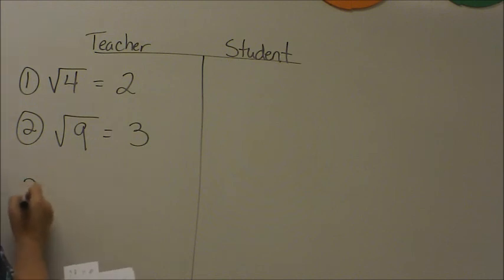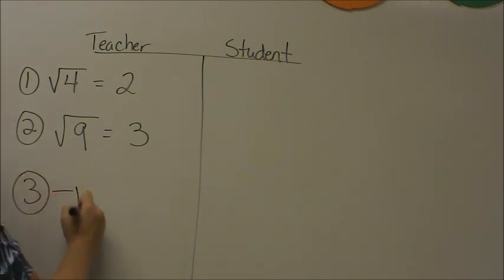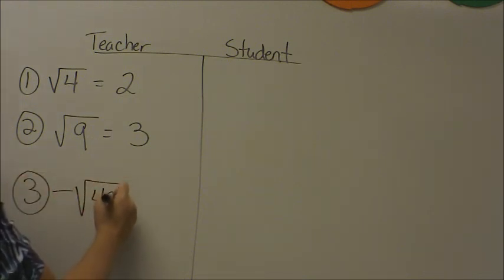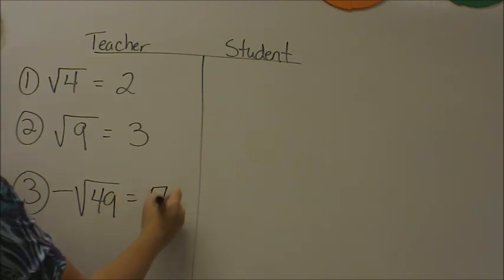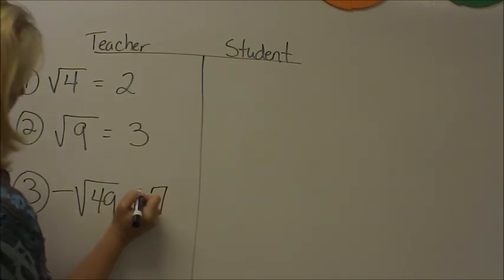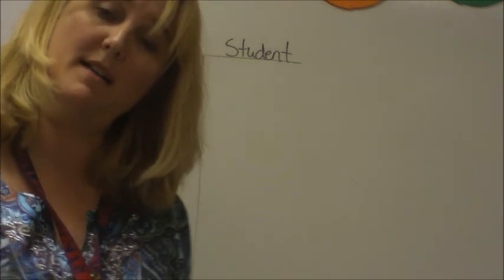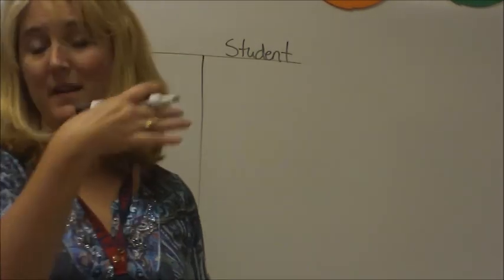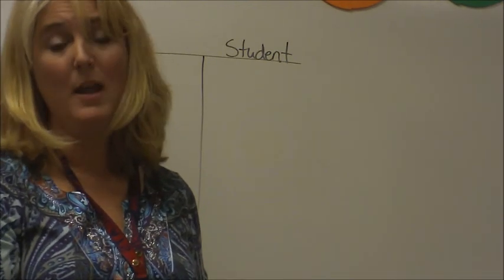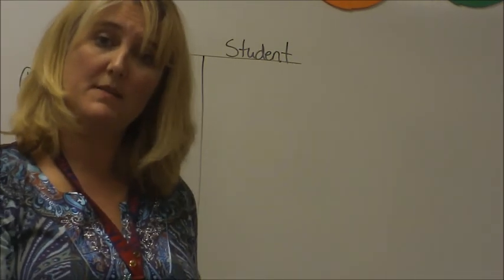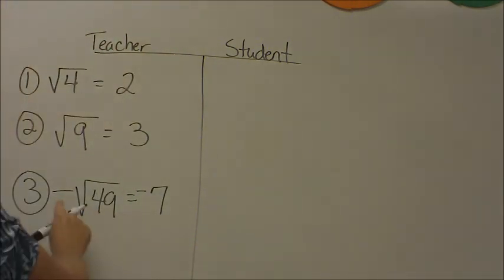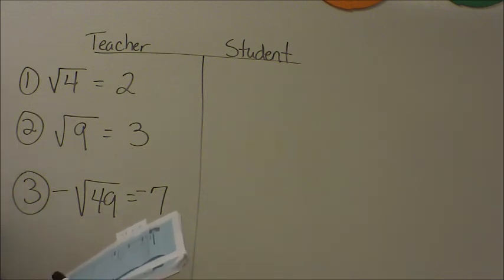Look at number 3. It says the negative square root of 49. That equals 7. Right? But they want the negative square root. All numbers that are perfect squares actually have a positive and a negative square root, because 7 times 7 is 49, but also negative 7 times negative 7 is 49. So when they put the negative sign here, they're specifically asking you for the negative square root of the number. Okay?